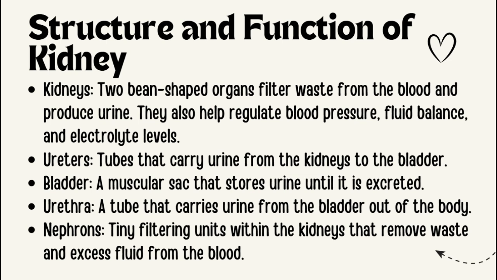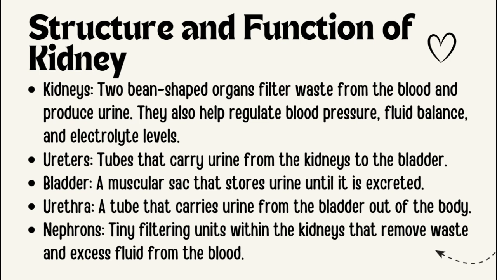Within the kidneys we have structures called nephrons. Nephrons are tiny filtering units within the kidneys that remove waste and excess fluid from the blood. That's the main thing to know about the kidney: you have to know about the nephrons inside of it, since they're the ones that actually do the filtering to remove the waste. So it's not just the kidney that removes waste by itself, it's the nephrons within it that remove the waste and excess fluid from the blood.